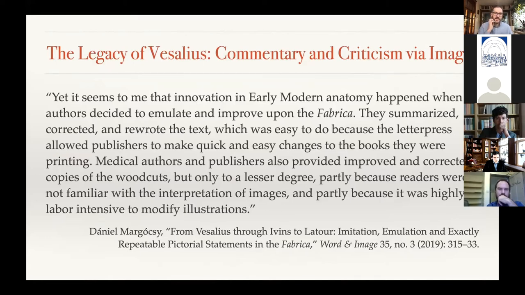So recently, Daniel Margocsy has written a nice piece criticizing Eisenstein's and Latour's account of this idea of exact reproducibility, or immutable mobiles. And he writes that medical authors and publishers provided improved and corrected copies of the woodcuts, but only to a lesser degree, partly because readers were not familiar with the interpretation of images and partly because it was highly labor intensive to modify illustrations. But I argue that this is not the case for the images of the eye, partly because there was this prior visual tradition that they were easier to read in a certain sense than some of the other anatomical images. They were more readily corrected than perhaps some of the other images.